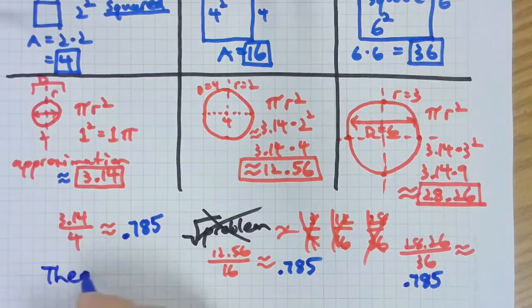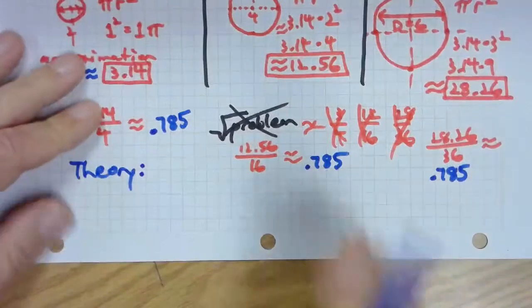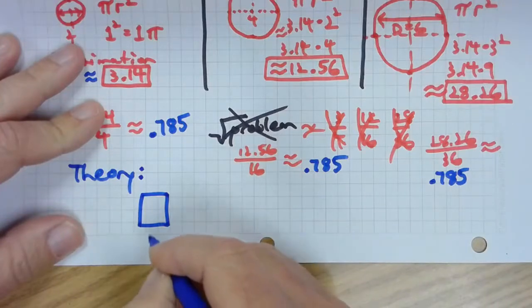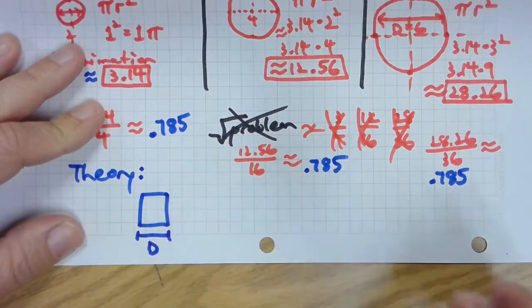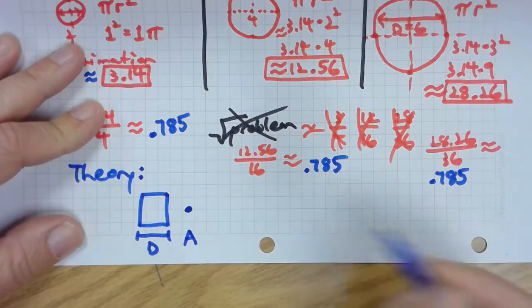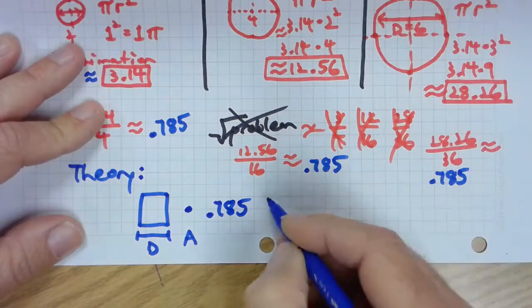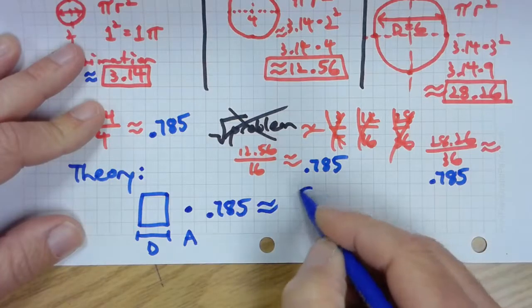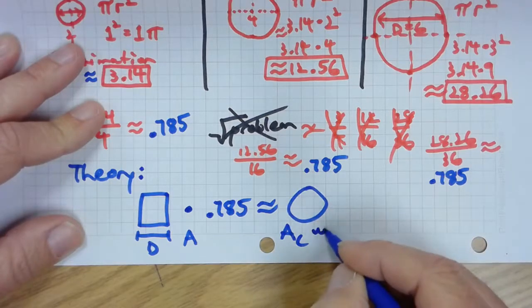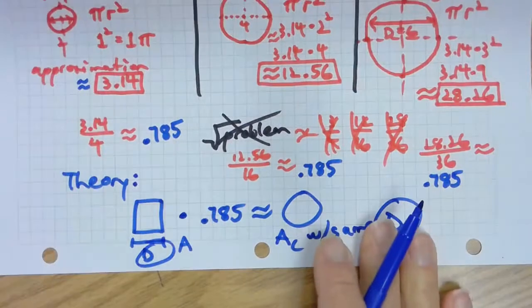Okay, so we've arrived at my theory here: if I have a square with diameter d, and I find the area and multiply that area by 785 thousandths, I get the area of a circle with same diameter. Woo! Let's test that out.